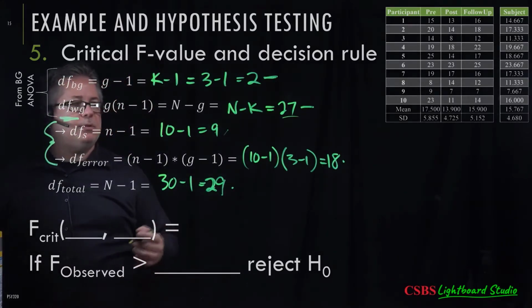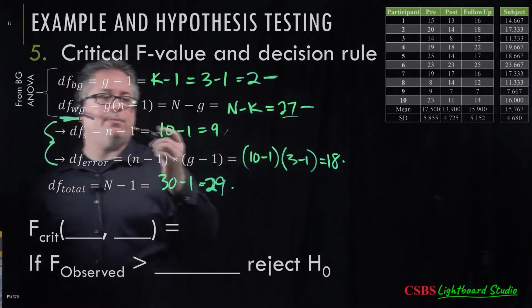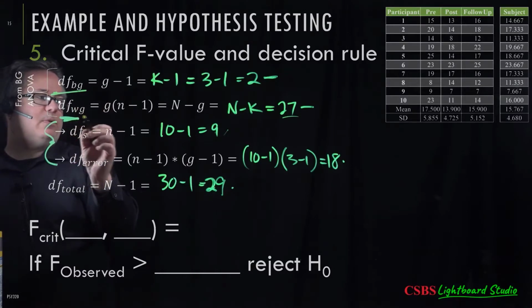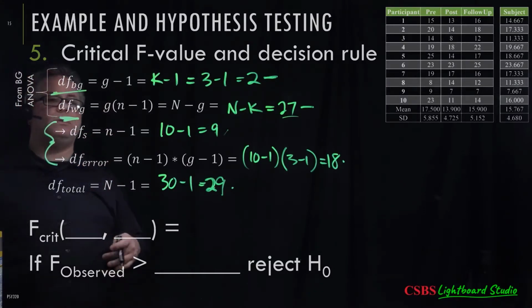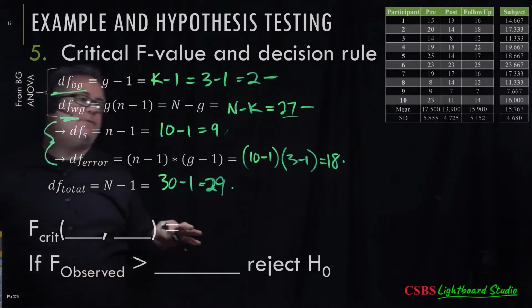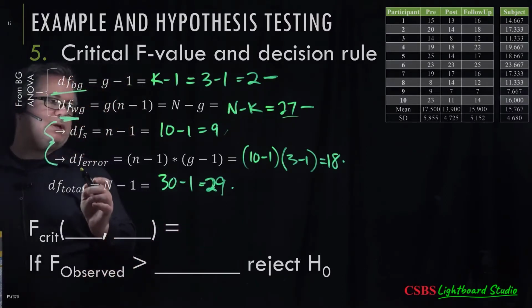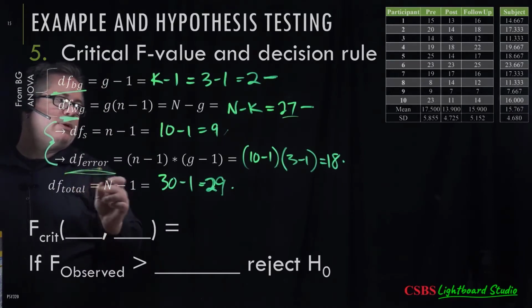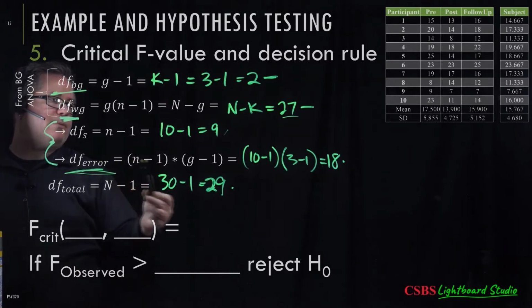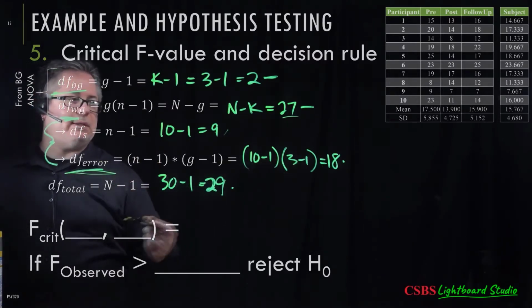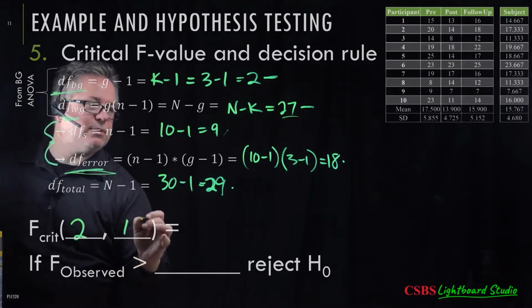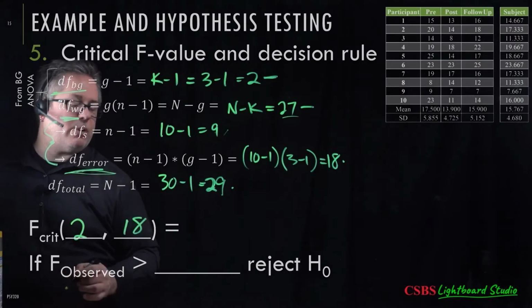So for my F critical, I'm going to use the degrees of freedom between groups. But instead of using the degrees of freedom within groups, since within groups is not what I'm going to use as my denominator when I get to my F, I'm going to use error instead, this one here. So the 2 degrees of freedom I need now are between groups and error. So it's now 2 and 18. So my F crit with 2 and 18 degrees of freedom is what? Well, I don't know. I've got to look it up.